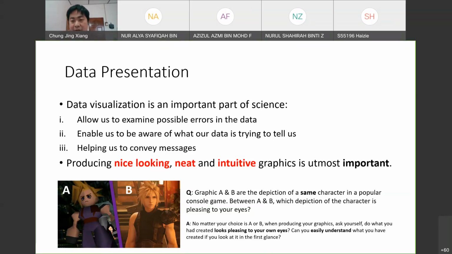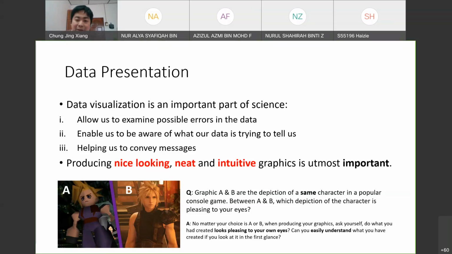When you create your figure or your graphic, you have to ask yourself, is the graphic you created pleasing to your own eye? Do you like what you created? Or do you just not want to plot it? Like, okay, my lecturer asked me to do this, so I plotted it out. We don't want that.